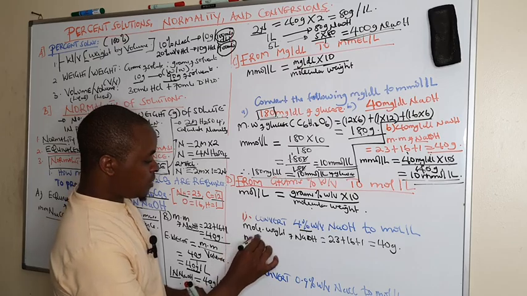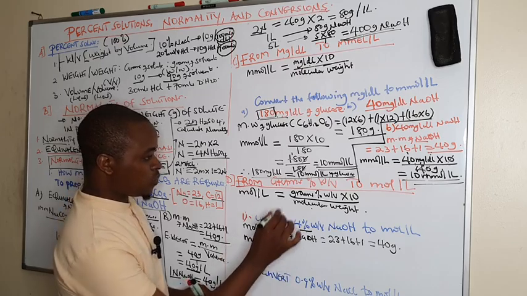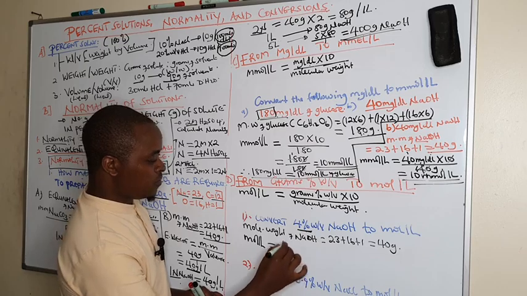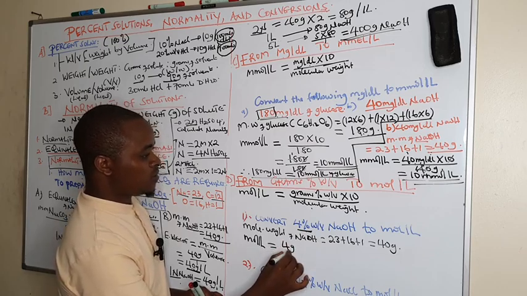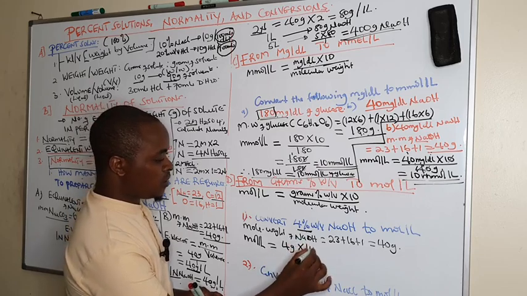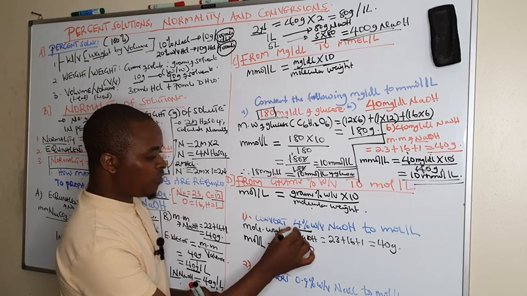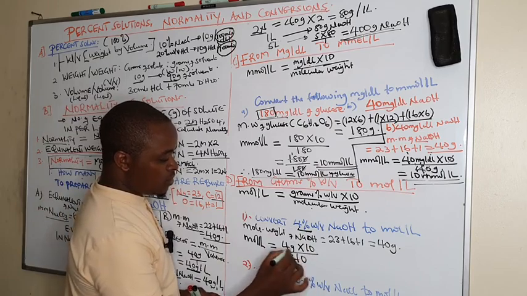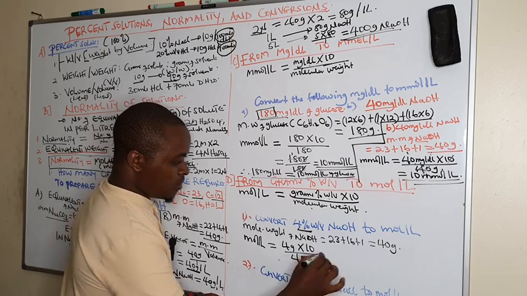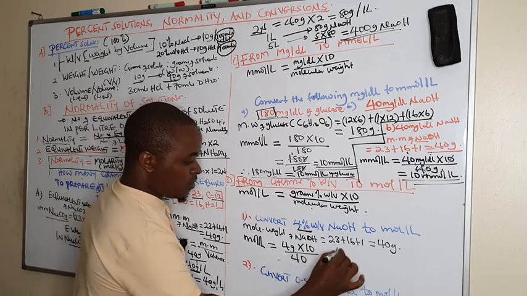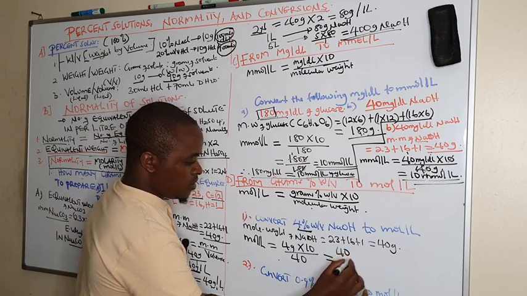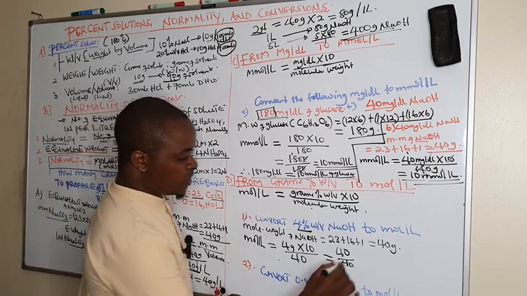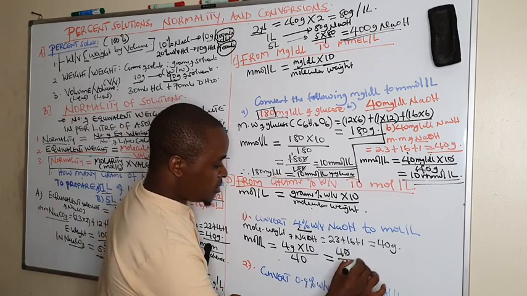so moles per liter or molarity is equal to grams, which is 4 grams, times 10, because I told you 4% means 4 grams dissolved in 100 mils. Then we divide by the molecular mass, and the final answer shall be 40 divided by 40. And 40 divided by 40, you end up getting 1.